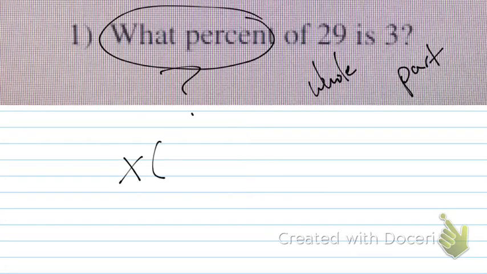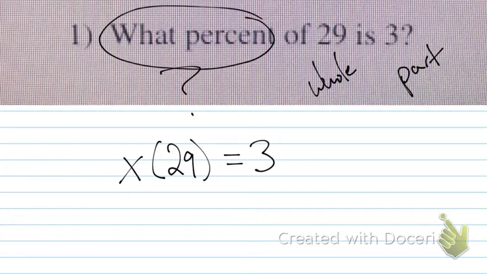Equals 29. Multiply by 29, in parentheses. I do the parentheses because if you wrote an X, it just looks like another X. So what percent of 29 is 3? I did nothing but translate my words into math. You guys seeing that? What percent of 29 is 3?